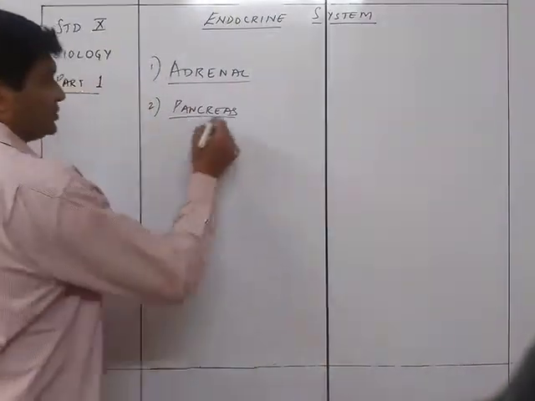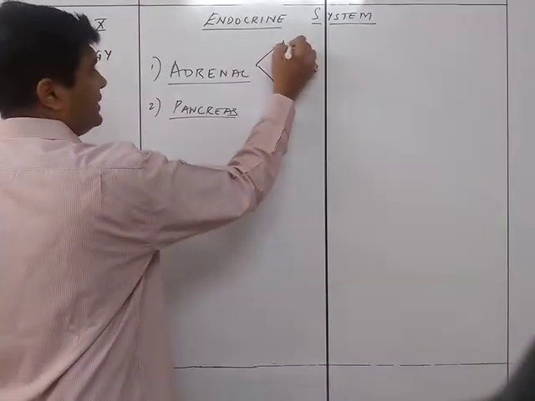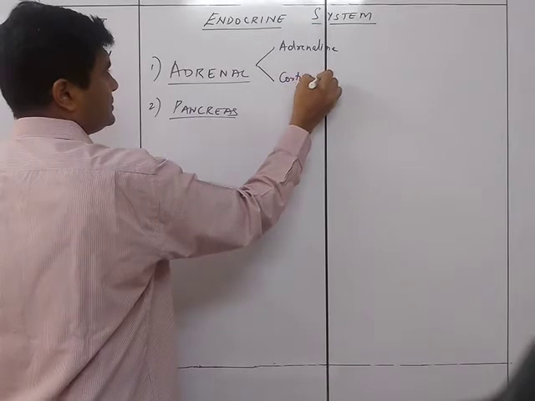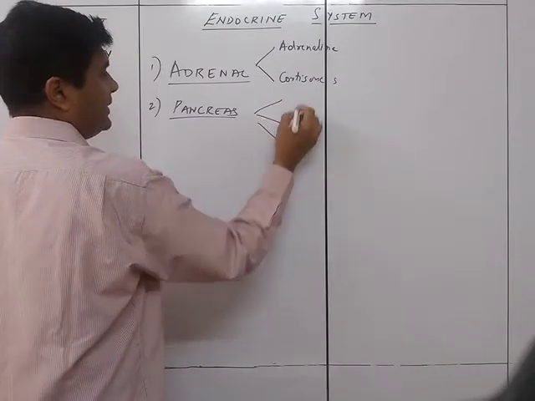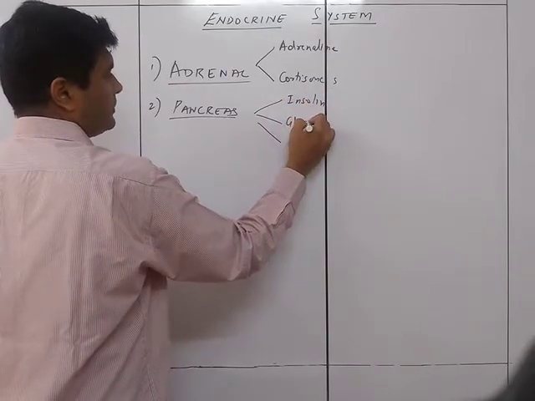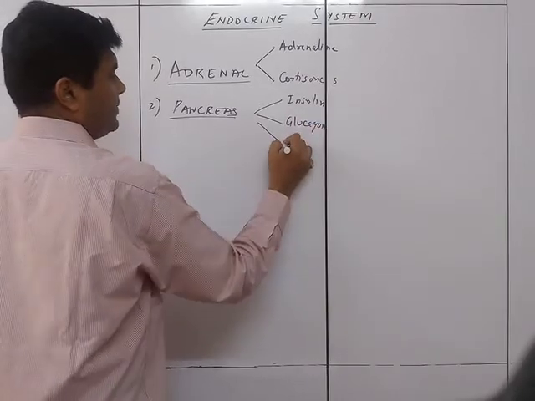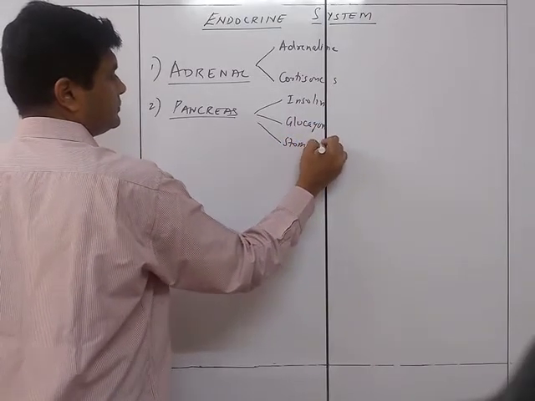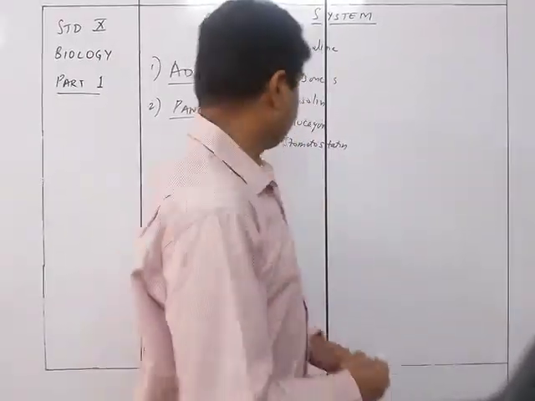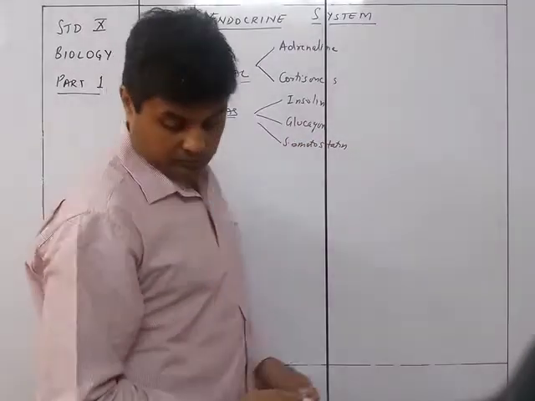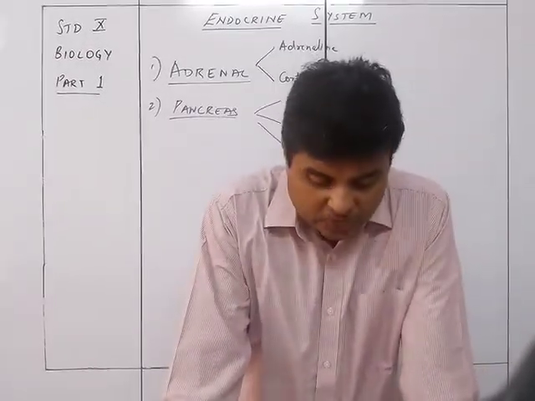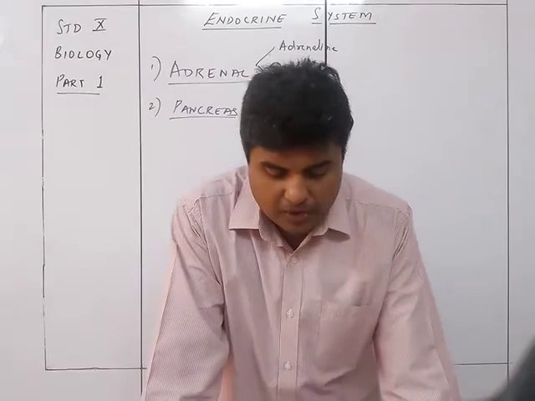So we can see these ones. Of course, over here we had two, that was adrenaline and the second was cortisones. Here there are three: insulin, glucagon, and somatostatin.